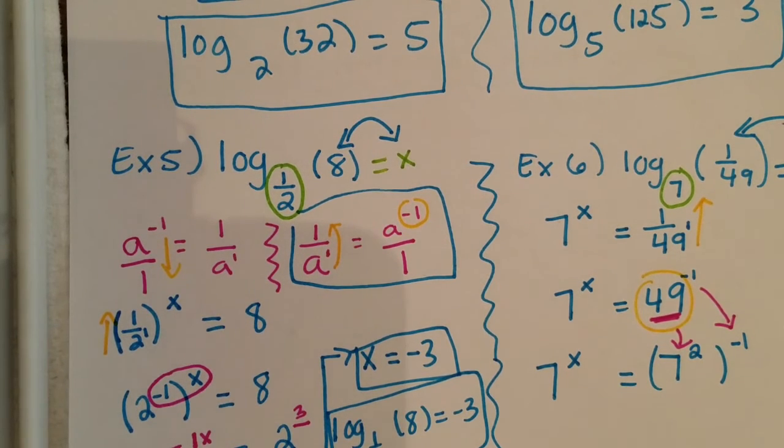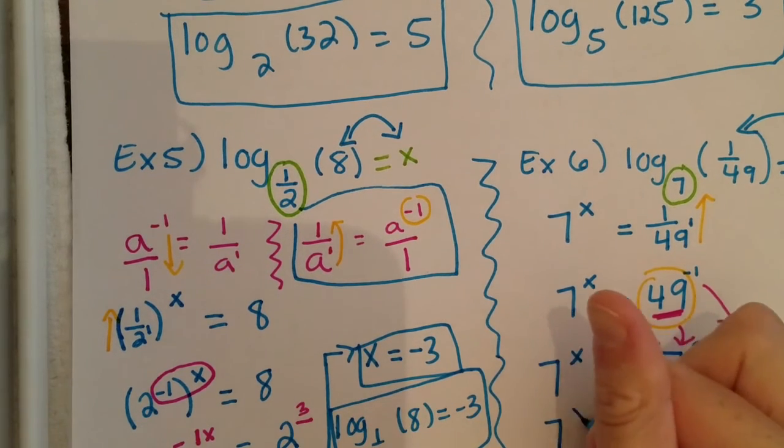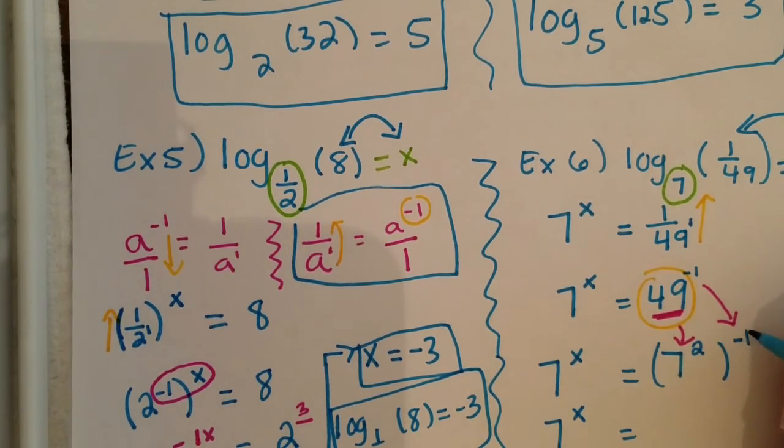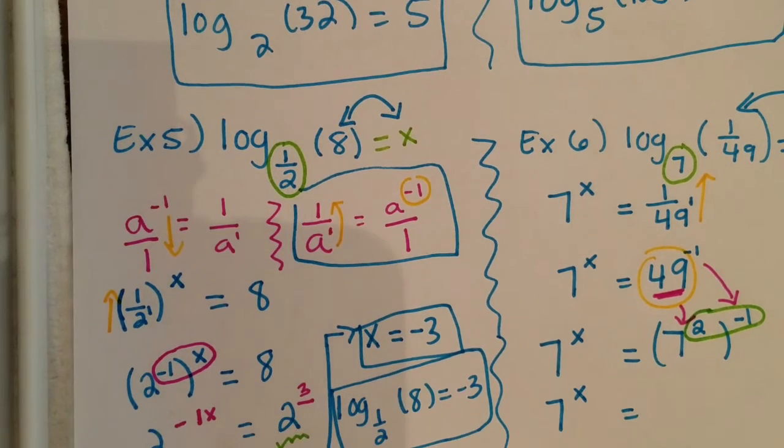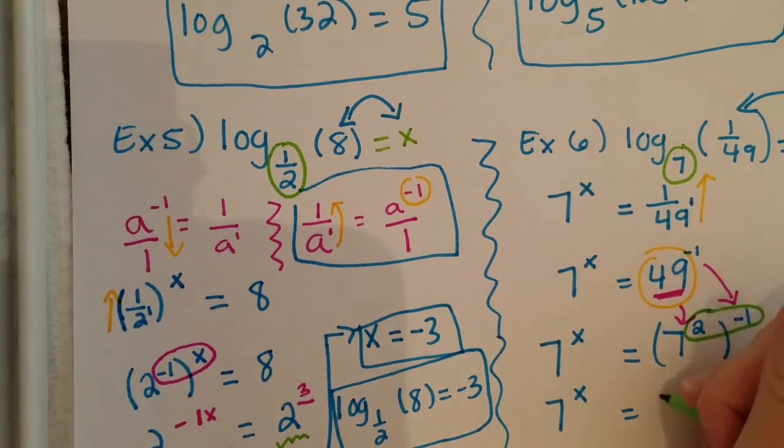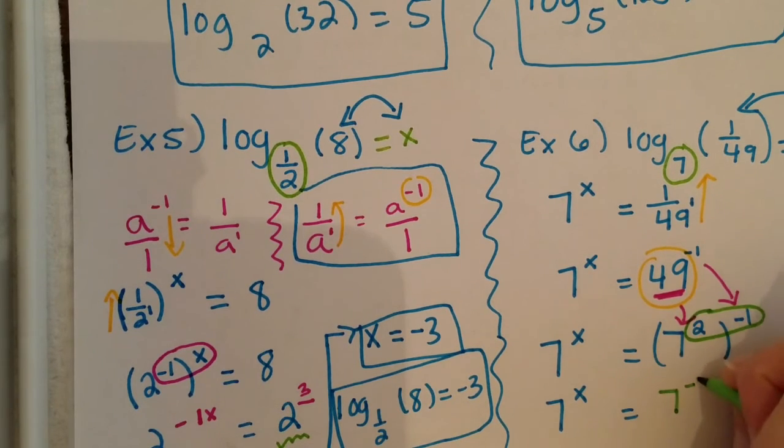That didn't go away. Now before we can set those exponents equal to each other, so I'm going to rewrite this as 7 to the x, we have to do something about these exponents. If you remember from the other side when we solved, whenever you have an exponent right beside an exponent, all you got to do is multiply those bad boys together. So 2 times negative 1 is negative 2. So this is 7 to the negative 2.